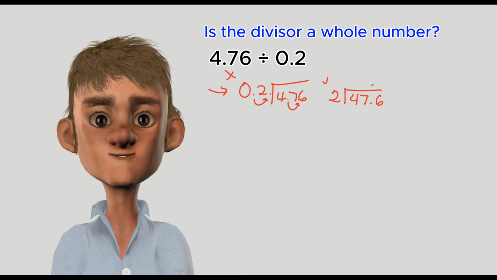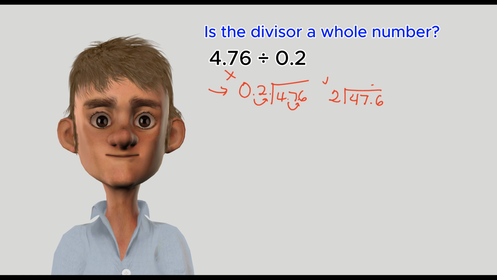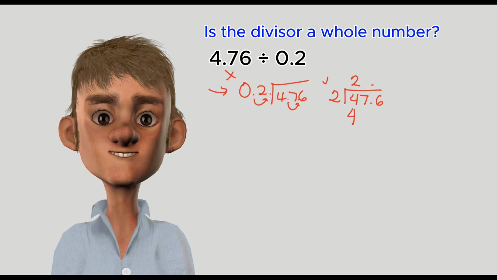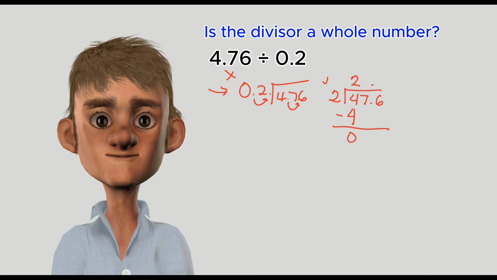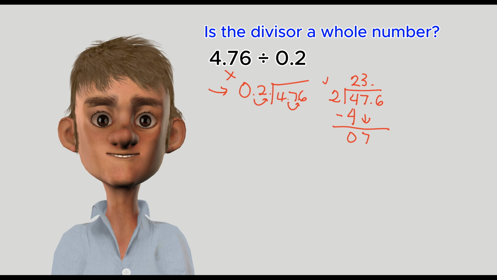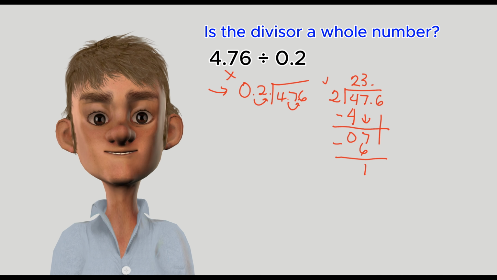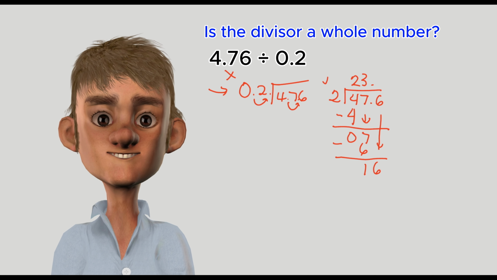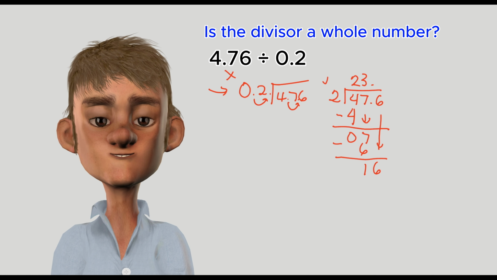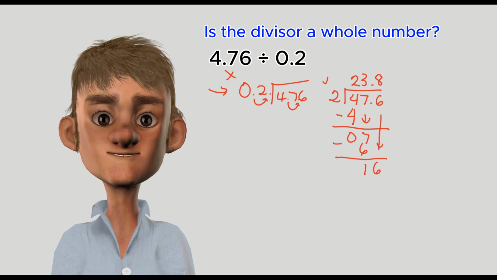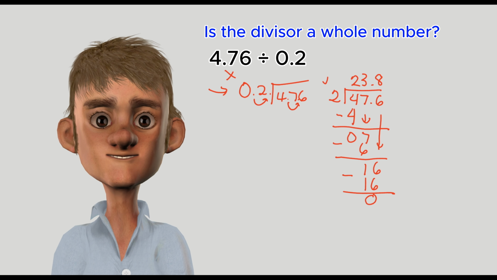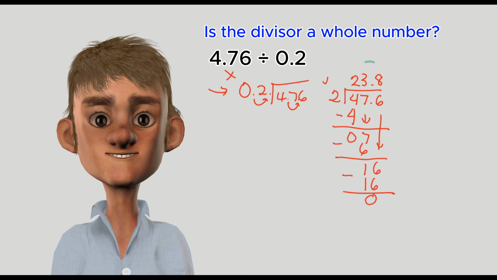4 divided by 2, how many whole groups of 2 out of 4? Well, it's 2. 2 times 2 is 4. Subtract, we get 0, bring down the 7. 7 divided by 2 is 3. 3 times 2 is 6. Subtract, 7 minus 6, we got 1. Bring down this 6 here. And we end with 16. 16 divided by 2, which is 8. 8 times 2 is 16. Subtract, and we get a clean-cut 0. And our final answer is 23.8.